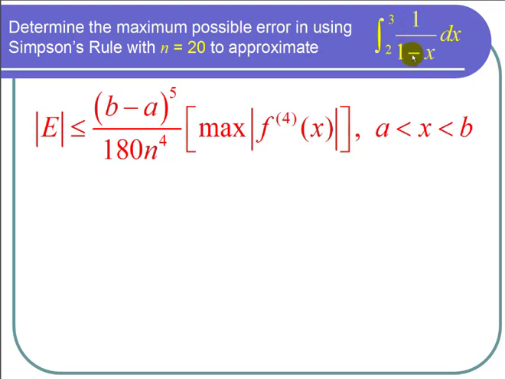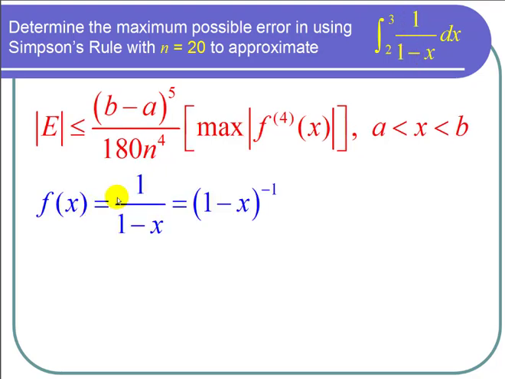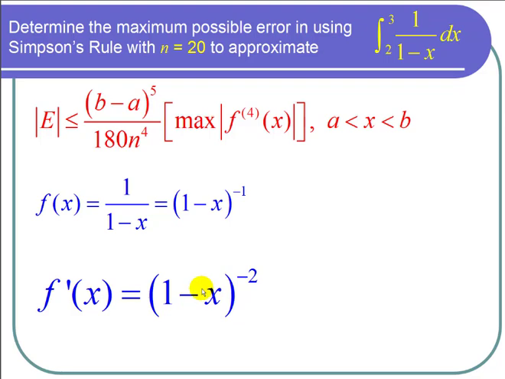So the function is 1 over 1 minus x, and since we're taking a derivative, it's easier to write it in exponent form, (1 minus x) to the negative first power. So now let's take the first derivative. We use the chain rule. The derivative of the inside is negative 1, and then it's times negative 1, so the negatives cancel, (1 minus x) to the negative 2.